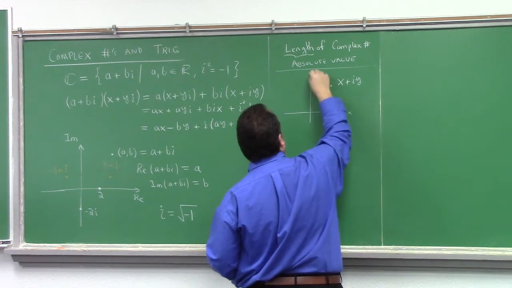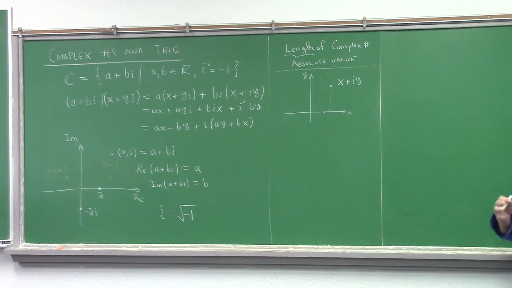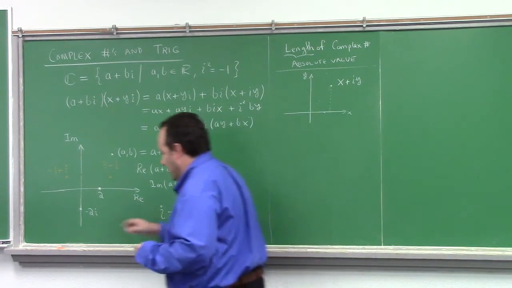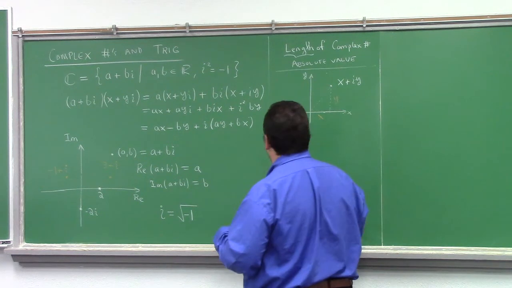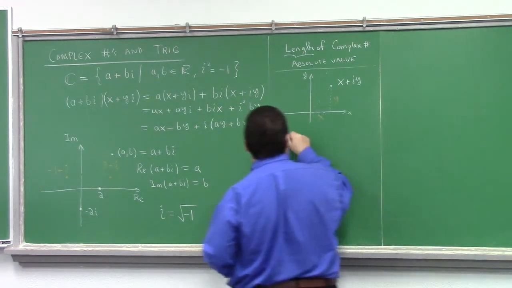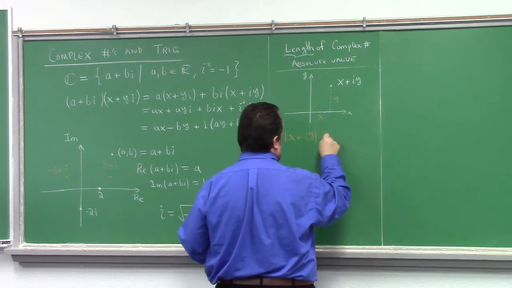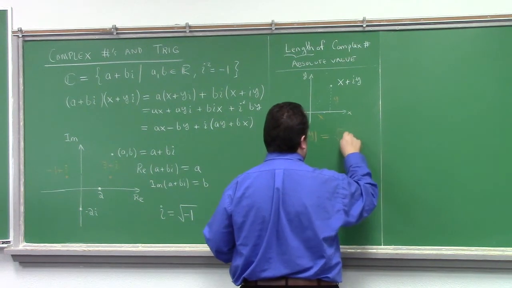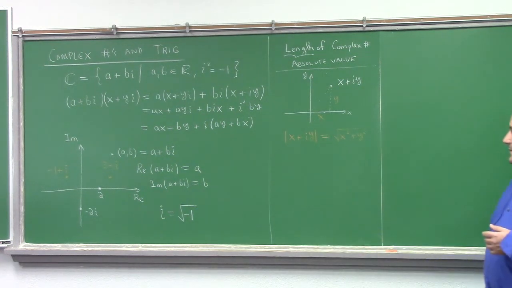By the way, if we use x plus iy for the complex number, then the real axis is the x-axis, and the y-axis is the imaginary axis, okay? Of course, this coordinate is x, and this distance is y if we're in quadrant 1. But it's always true that the length, and we use this bar notation for the length, just like absolute value, is the square root of x squared plus y squared. So this is the length of a complex number.